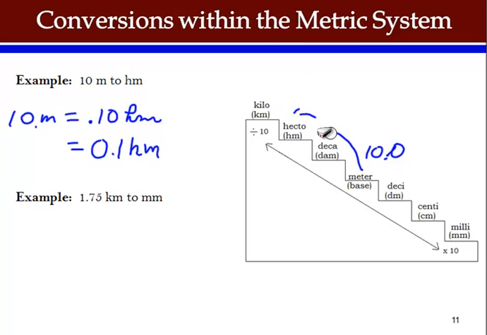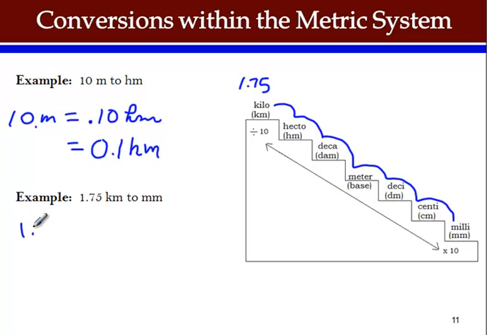If we want to go from kilometers to millimeters, we're starting up here at 1.75 kilometers. We're going to go to the right: 1, 2, 3, 4, 5, 6. So we take our 1.75 times 10 to the 6th, and that's going to move the decimal 6 places to the right. I'm going to need to fill in with 4 zeros. So 1.75 kilometers is 1,750,000 millimeters.